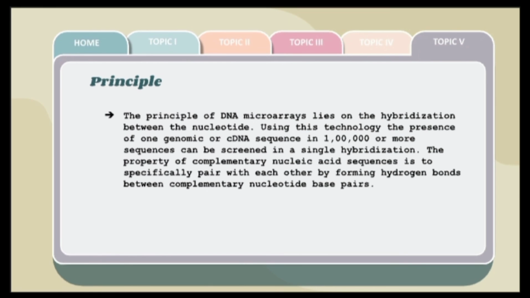Principle: the principle of DNA microarray lies on the hybridization between the nucleotides. Using this technology, the presence of one genomic or cDNA sequence in 1 million or more sequences can be screened in a single hybridization. The property of complementary nucleic acid sequences is to specifically pair with each other by forming hydrogen bonds between complementary nucleotide base pairs.